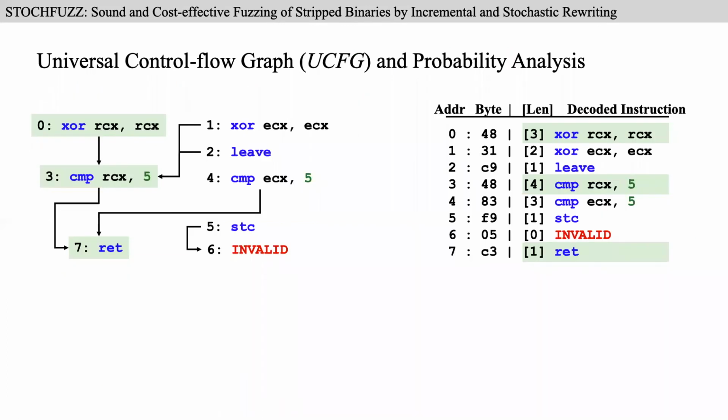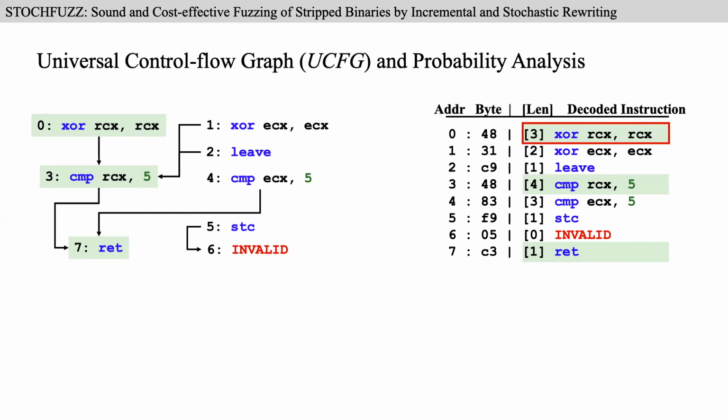To enable effective probabilistic analysis, we propose a universal control flow graph, UCFG, for disassembly. We present a simple example of UCFG. On the right side, we show the instruction decoding at each address. The first column shows the addresses, the second shows the byte value, the third shows the instruction size, and the last shows the instruction. For example, the first 3 bytes are decoded to an XOR instruction. Note that the green shadowed instructions are the ground truths. In other words, they are the real instructions.